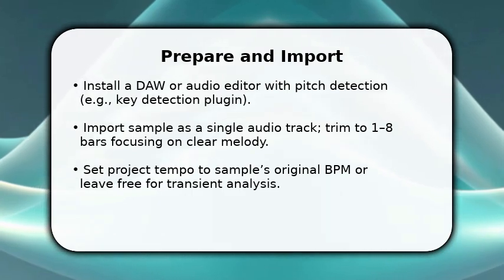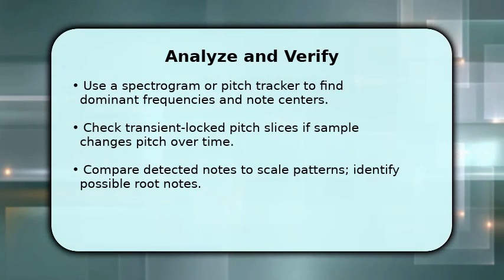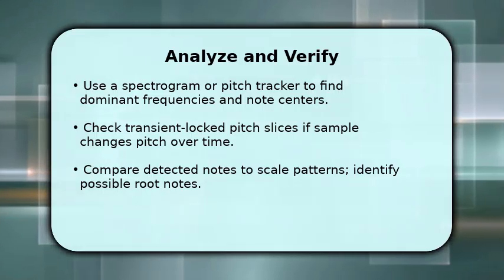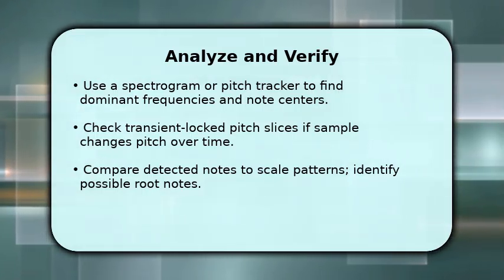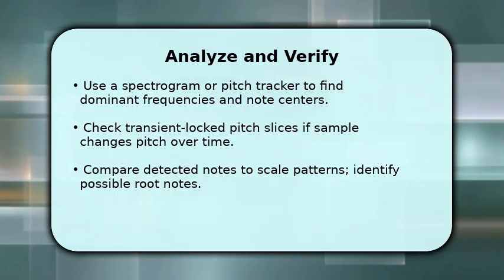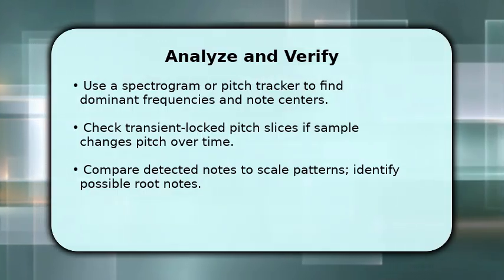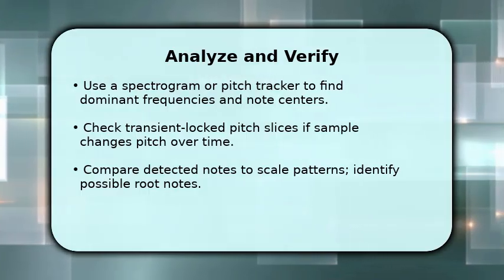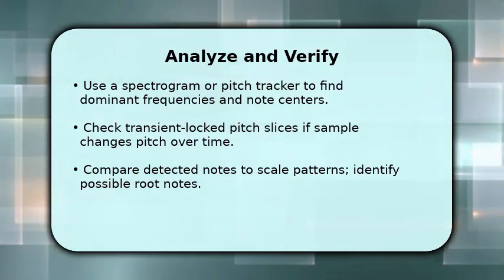Now dig into the analysis and verify the initial read. Use a spectrogram and a reliable pitch tracker to locate dominant frequencies and the note centers. This reveals stable pitch regions. Once done, slice the sample at transients and analyze each slice because many samples shift pitch. Compare those slices to the overall detection.